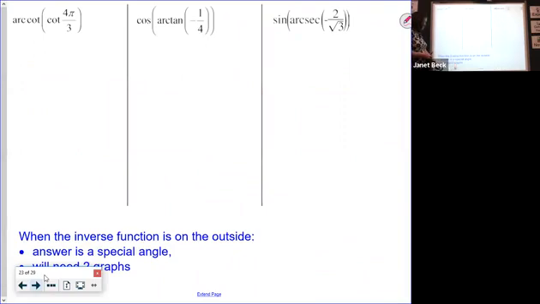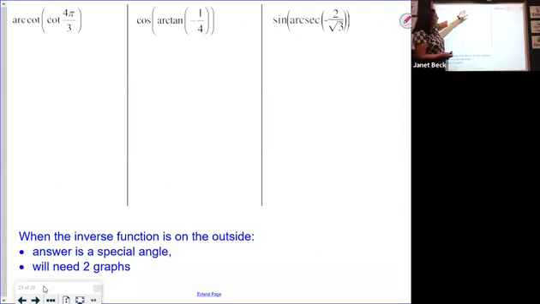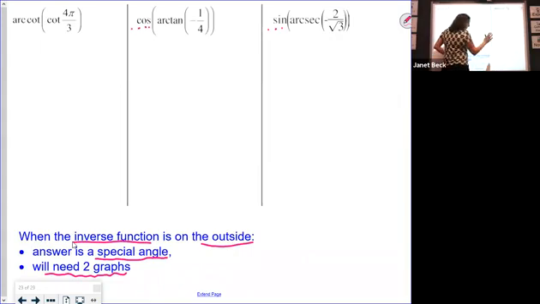When the inverse function is on the outside, we've got an inverse function and a regular function. When the inverse function is on the outside, our answer is going to be a special angle, and it's probably not the angle you were given in the question, so you're probably going to need 2 graphs. However, when the inverse function is on the inside, that triangle you draw is going to define the angle that you're finding the outer function of. So you only need 1 drawing for those.